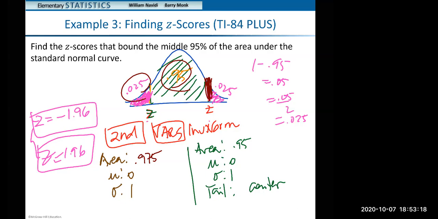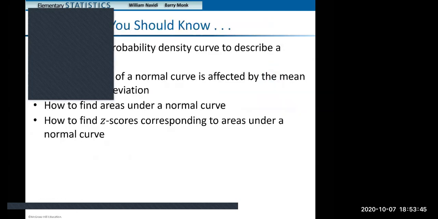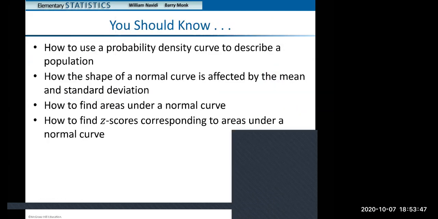Okay. Any questions? No? All right. That's the end of 7.1.